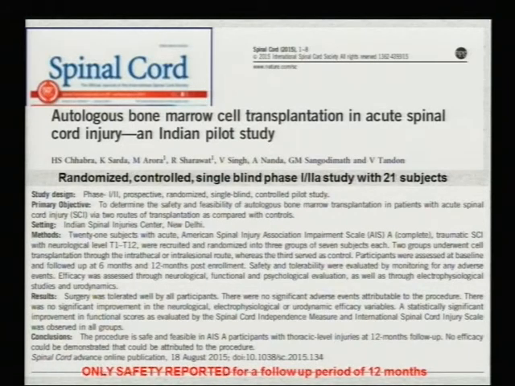After that, we have another very recent publication this year on autologous bone marrow cell transplantation in acute spinal cord injury, an Indian pilot study. People said, you are transplanting in chronic patients where the plasticity may be reduced. You may have more beneficial effects in acute patients. And because bone marrow transplantation was the in thing, we did another ICMR approved study, where we had three arms with 21 subjects: seven who were controls, seven where we injected intrathecally, and seven where we injected directly into the trauma site.